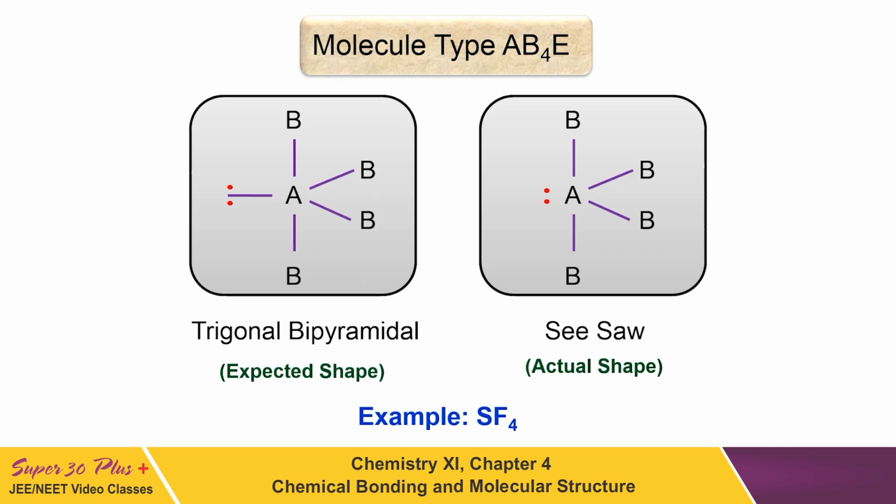Then in this molecule type AB4E, you understand what is the meaning of AB4E? Means 1 lone pair is there. This E represents lone pair and this B represents ligands. This is trigonal bipyramidal shape, and this is seesaw. When 1 lone pair is there, it is seesaw, or you can say it is pi shape. If you turn it a little bit, you will see a letter of the English or mathematics like pi, right?